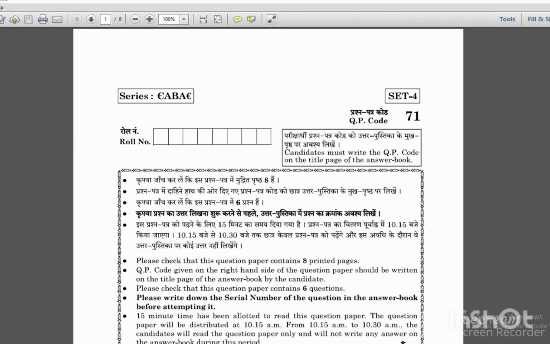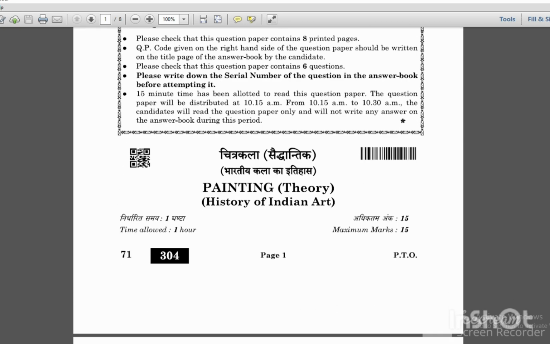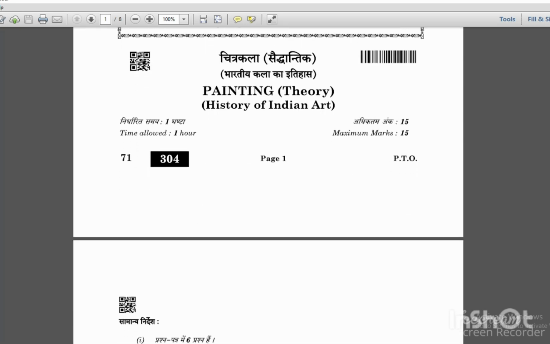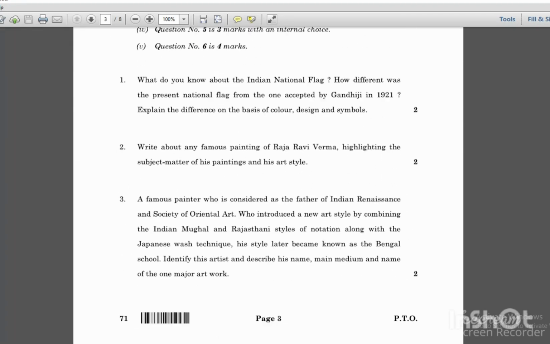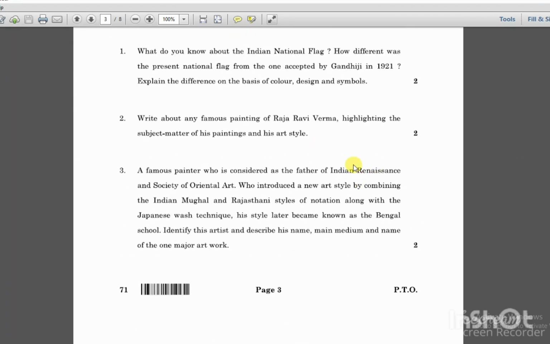Video we are going to discuss fine arts, that is painting question paper of 2021. So this question paper is of total of 15 marks. So we would begin with the first question, that what do you know about the Indian national flag and how different was the present national flag from the one which was accepted by Gandhiji in 1921? Explain the difference on the basis of color, design and symbols.